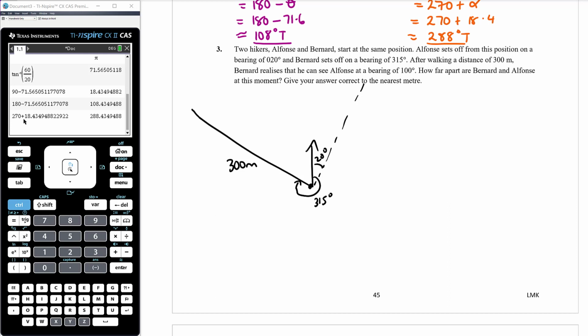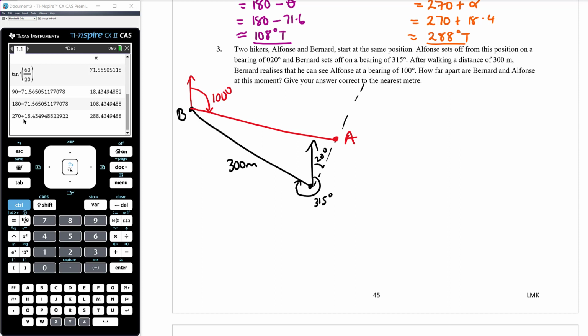Okay, so I'm just drawing a rough sketch and then I'll tidy it up. So Bernard's here, he's travelled 300 meters. He now realizes that he can see Alphonse at a bearing of 100 degrees. So from where Bernard is now, he can see Alphonse at a bearing of 100 degrees. So if he faces north and turns clockwise by 100 degrees, which is a bit more than 90, then that's where Alphonse is.